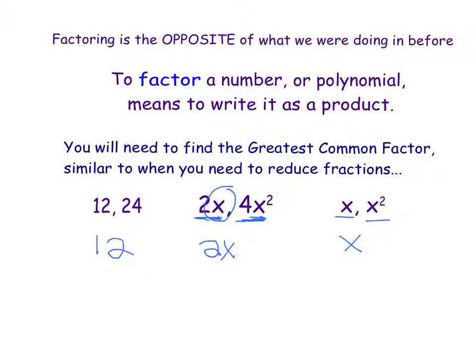One way that you can see this is to write it out as a set of factors. So 2 times x, and 4x would be 2 times x times x. They each have a 2, and they each have an x.